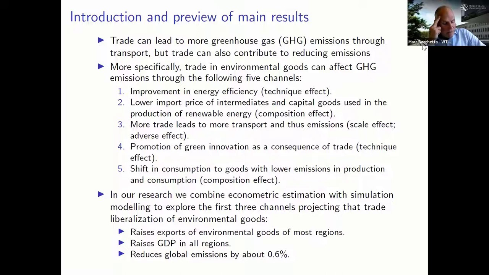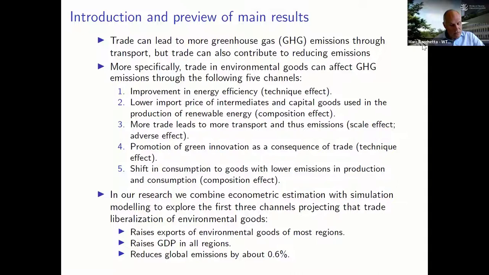It's not necessarily measured exactly like that in the paper, but the next one is a promotion of green innovation as a consequence of trade. We have been discussing this with the previous paper that Enxhi presented. A shift in consumption to goods with low emissions in production and consumption would also contribute to a reduction in emissions, and that would be another, different composition effect.